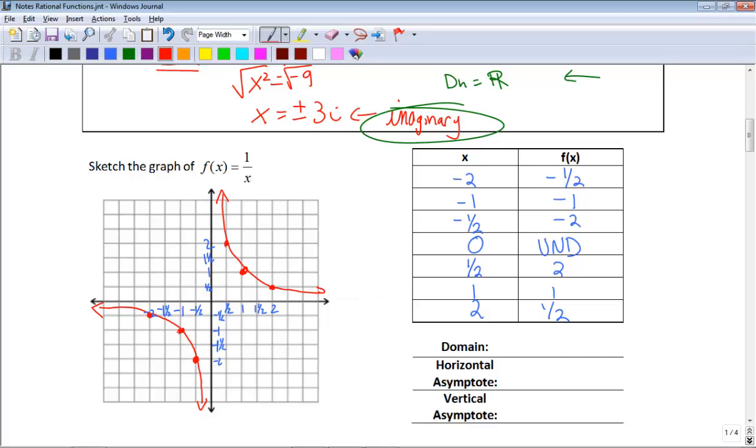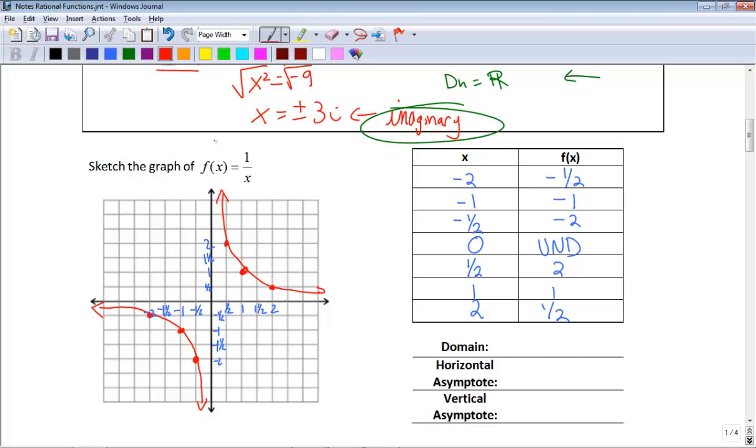And it also gets closer to the y-axis as I move down closer to 0 from the left, and closer to the y-axis if I move up closer to 0 from the right. So let's talk about the domain, and then we're going to talk about these things called asymptotes that I was just trying to explain. So what's the domain of the function?